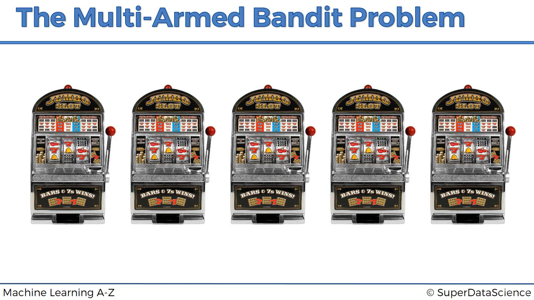And basically we agreed that behind every machine there is a certain distribution, and you don't know which of these distributions is optimal. You need to combine exploration of these machines with their exploitation in order to find out which one of these machines is the best, and then you can start exploiting that one.